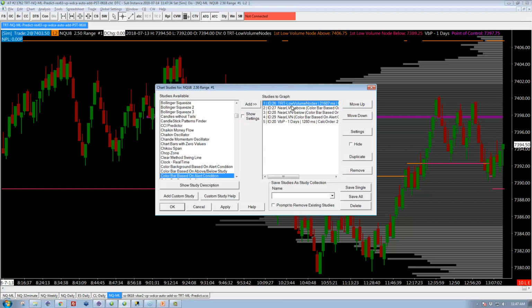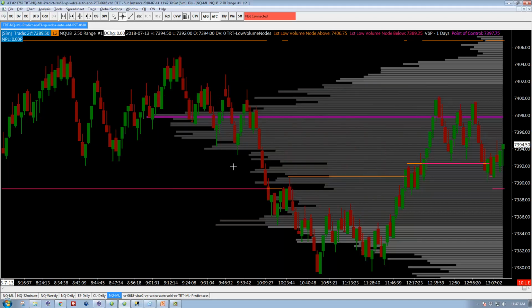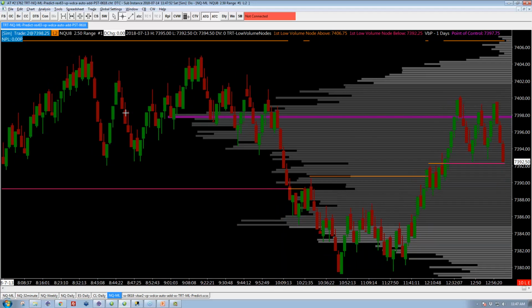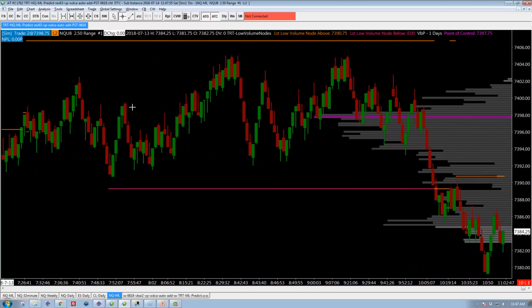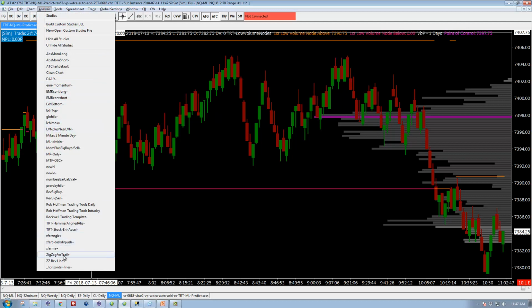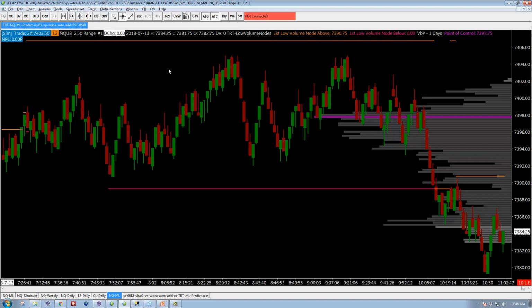I may have deleted it though. The volume nodes. I did. We need to add it back in. So Sierra Chart has a study that shows you the volume area high and low throughout the day. It's called the volume value area lines. We'll put it on in just a moment. Actually, I'm sorry, let's put it on right now. My mistake here. Analysis. Where did it go? Oh, it's in the other one. We'll have to add it by hand. Okay.